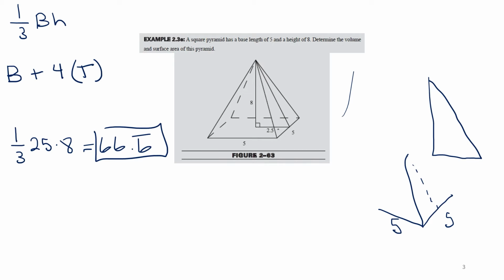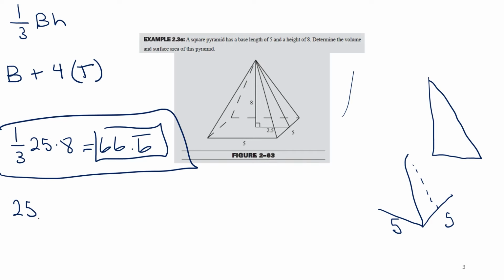So for this one, the area of our base is still 25. Let me box this off. Still 25. But for the area of those triangles, we have to find this, which is called the slant height, or the slant length, or whatever. We know that we can find it using the Pythagorean theorem. To do that, we're finding half of the side length here, because we have to split this down the middle to make a right triangle. And we have the height right here. So we're going to use the Pythagorean theorem to find this length.